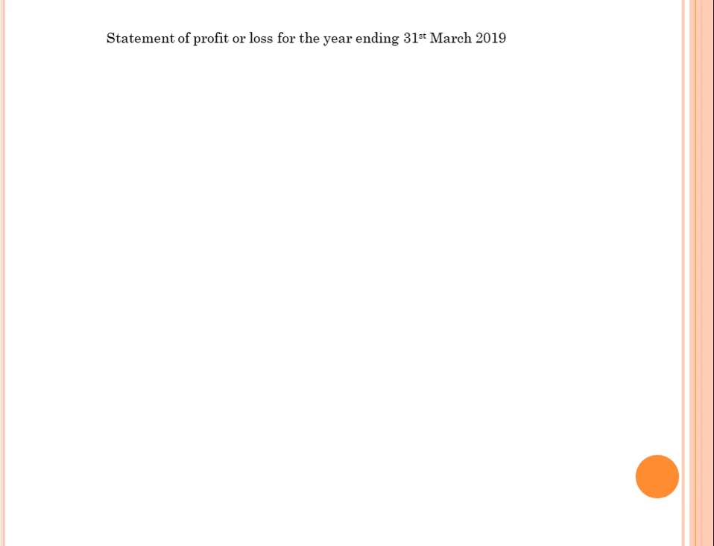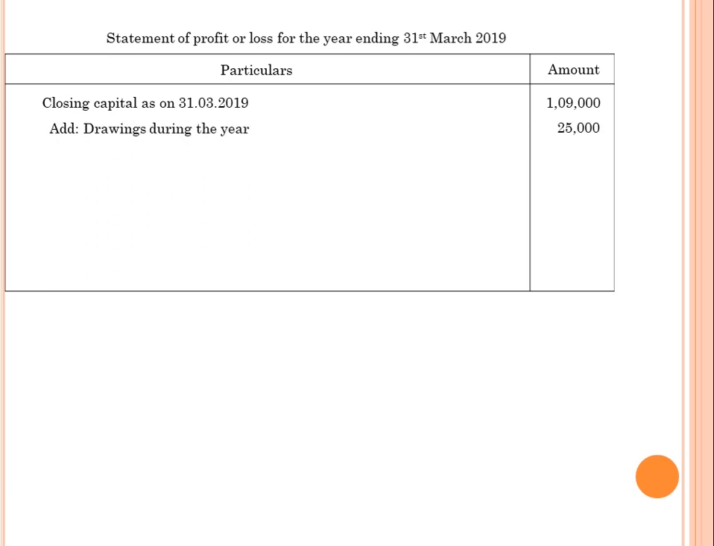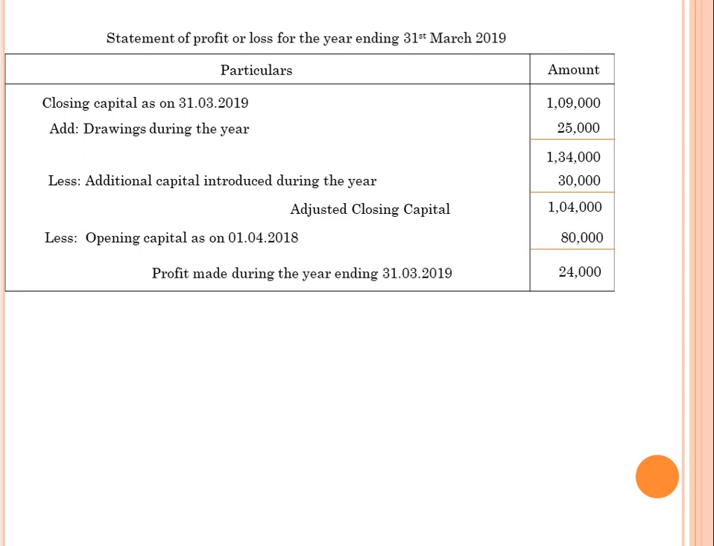We move on to the statement of profit or loss. Write down the heading: statement of profit or loss for the year ending 31st March 2019, and divide into two columns, particulars and amount. Start with the closing capital 1,09,000. Next, add drawings 25,000. Total 1,34,000. Less additional capital 30,000, and the balance is 1,04,000. We call this the adjusted closing capital. Finally, we deduct the opening capital given in the problem, 80,000, and the balance 24,000 is the profit.